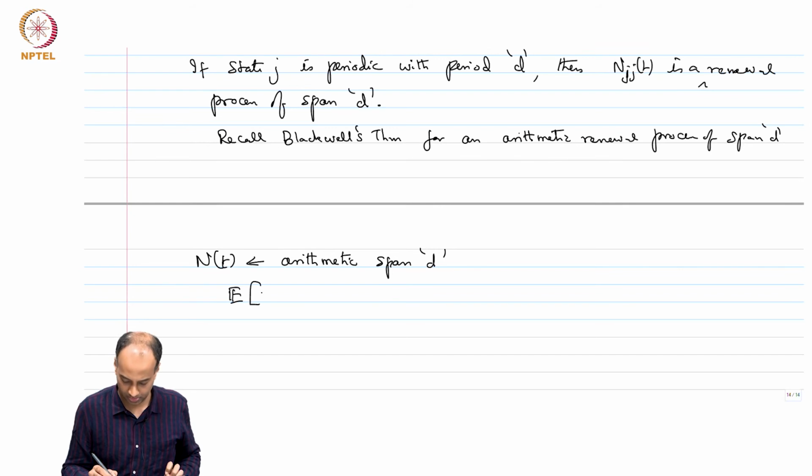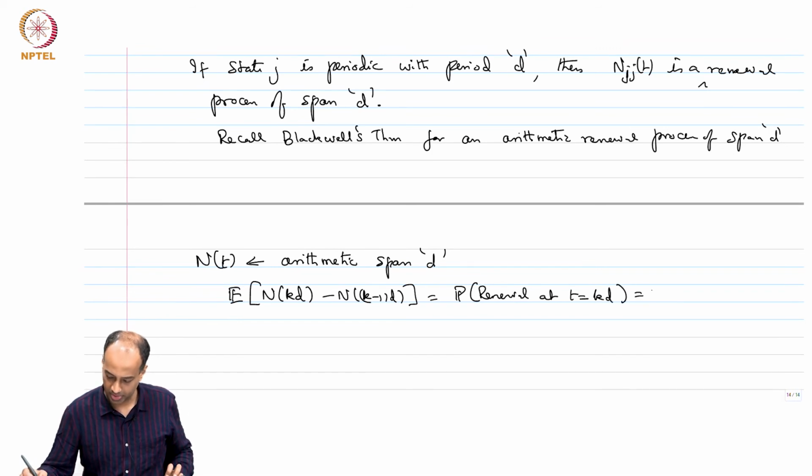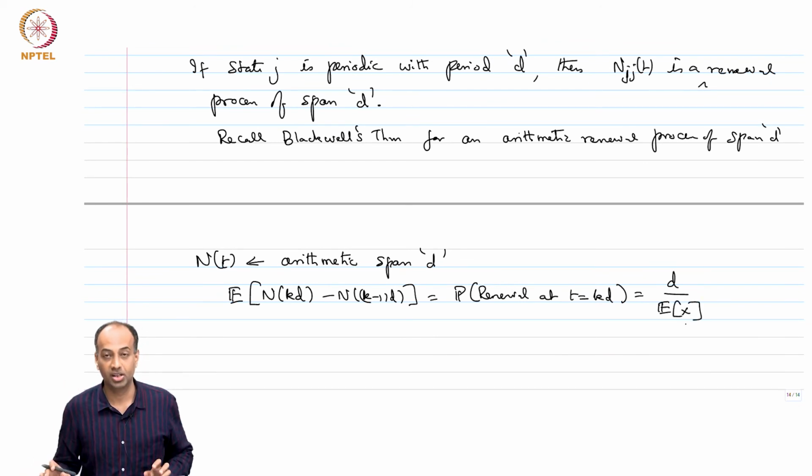The expected number of renewals, N(t plus kd) minus N(t plus (k minus 1)d), which is the probability of renewal at t equal to kd, is nothing but d over the expectation of X, where X is the renewal distribution. This we know from Blackwell.